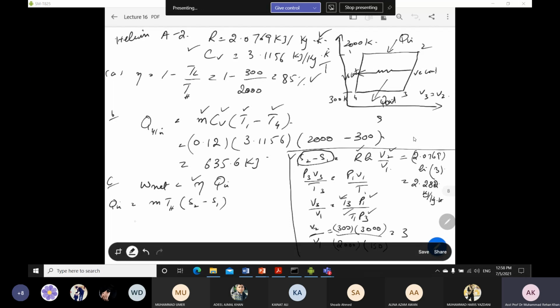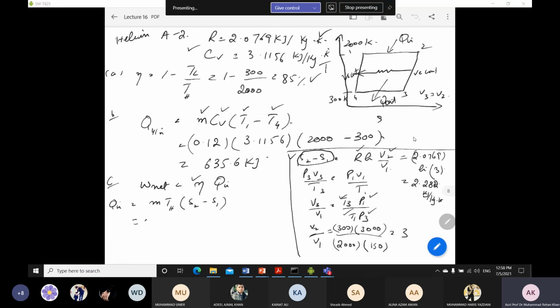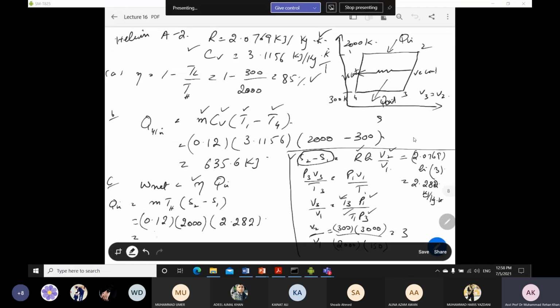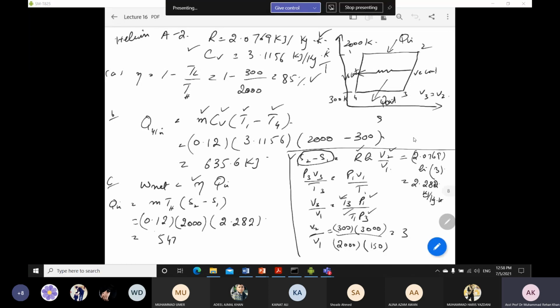Now S2 minus S1 is known, so we can simply put the value into this equation. So 0.12, the highest temperature is 2000 Kelvin, and S2 minus S1 we found in the previous step, which is 2.28. If we solve it, it comes out to be 547.6 kilojoule, which is your Qin.